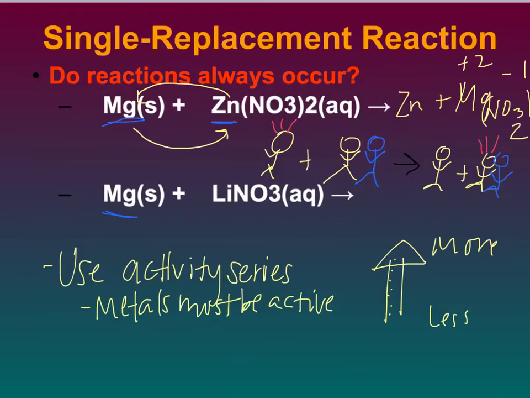So if we look at the second example, we have magnesium, we have lithium. If you look at your arrow of sexiness, lithium is higher up. Lithium is sexier. So this will not occur. Lithium is sexier. That means it stays in the relationship. It's more likely to be in a relationship than magnesium.